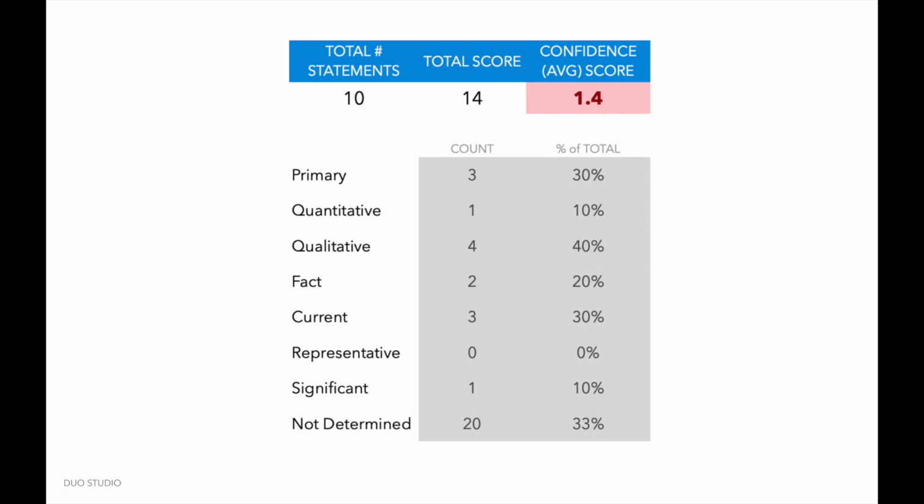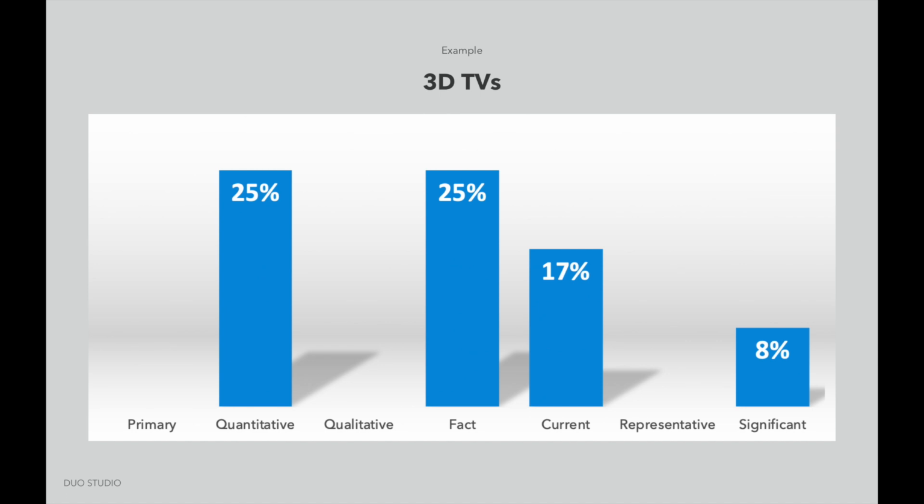It should be used to spot weaknesses in your research and point out the areas where you need to gather stronger data. An analysis of all the statements graphs the distribution of the most valuable statements, and that's included in the template that you can download for free. Should you download it, I encourage you to do so. You will see an example of the 3D TV initiative.